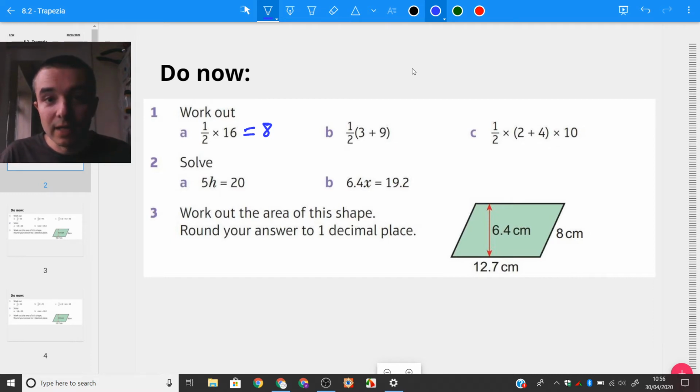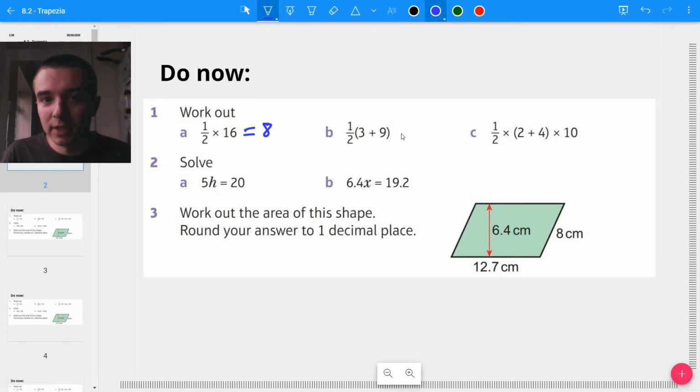A half times 3 plus 9. Follow Bidmas, we need to do the brackets first. So 3 plus 9 is 12. And then a half times 12, a half of 12 is 6.